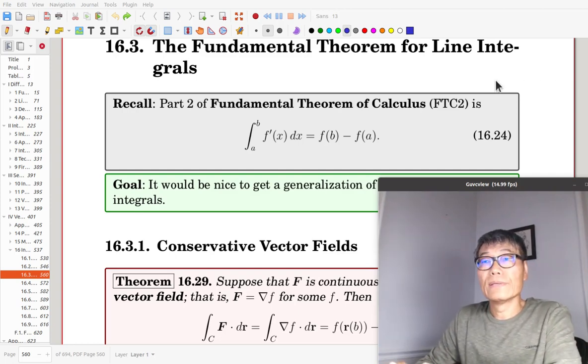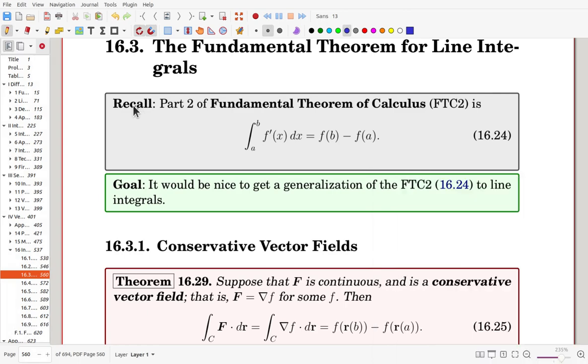In this section, we'll study the fundamental theorem for line integrals as a generalization of the fundamental theorem of calculus. Let's recall: part 2 of the fundamental theorem of calculus is expressed in this equation. The integral from a to b of f prime of x dx is f of b minus f of a, for a function defined on the interval from a to b.